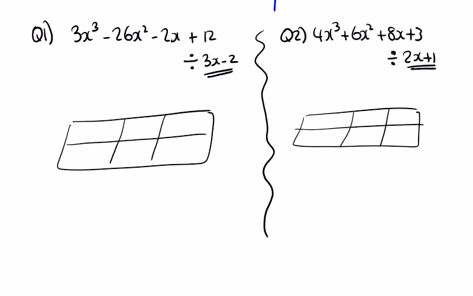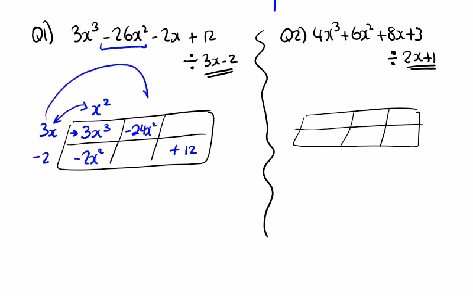Okay, 2 more examples. We have 3x cubed minus 26x squared minus 2x plus 12. First term in the first box, last term in the last box. My linear, or my 3x minus 2, on the outside. What's going to go here? You're all going to tell me x squared by 3x gives me this number here. x squared by minus 2 is minus 2x squared. And this is where we have to jump up to see how many x squareds we want. Minus 26. You're all shouting at me, minus 24x squared.